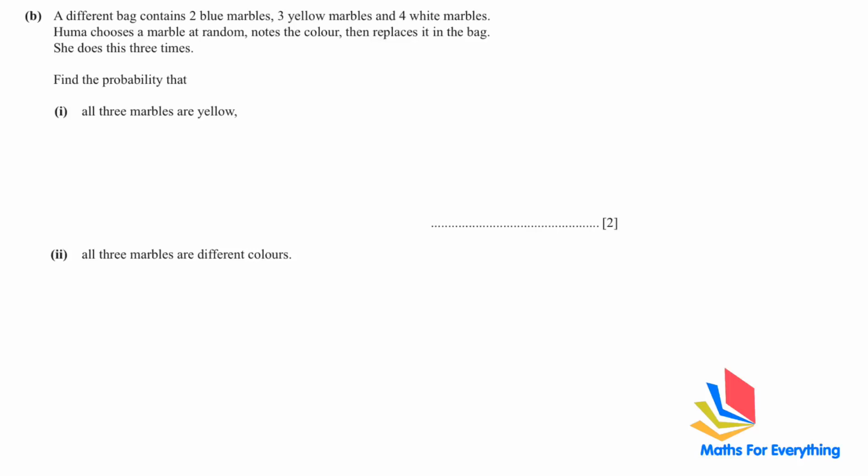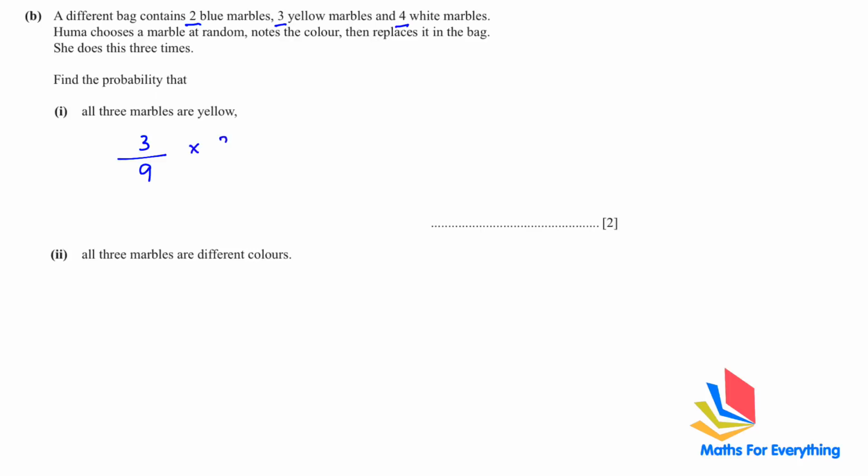So how many yellow marbles do we have? 3. And how many total marbles do we have? 2 plus 3 plus 4 is 9. So the first time she chooses a yellow, the probability is 3 over 9. Then she puts the marble back in the bag and again she removes a marble. So what is the probability going to be? It's not going to change because she has replaced the marble back.